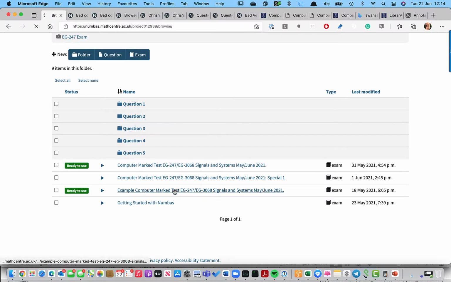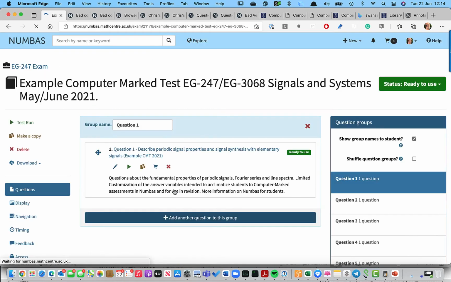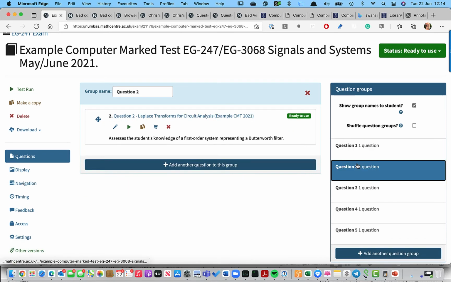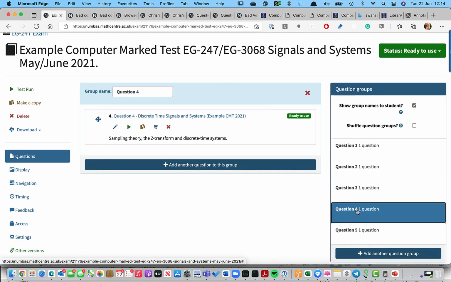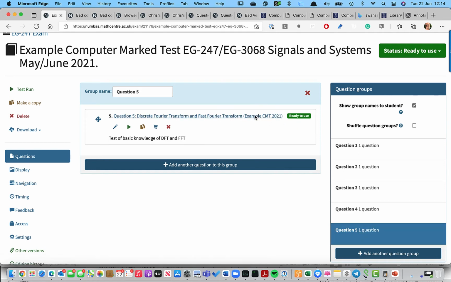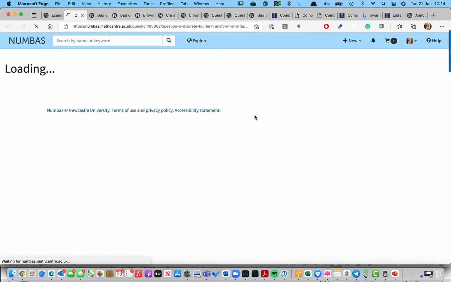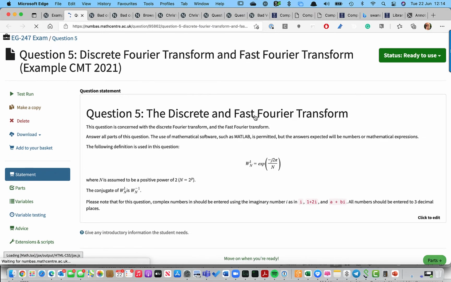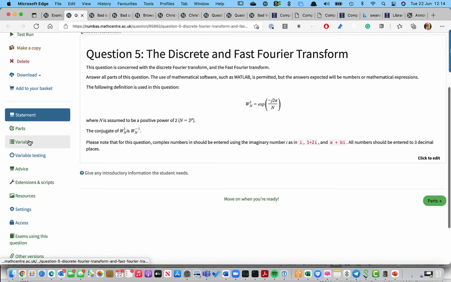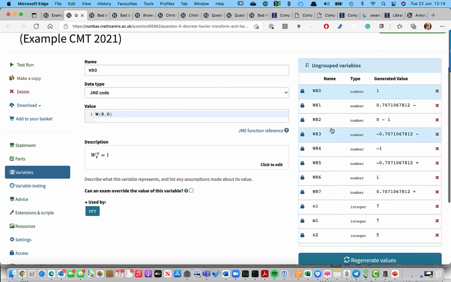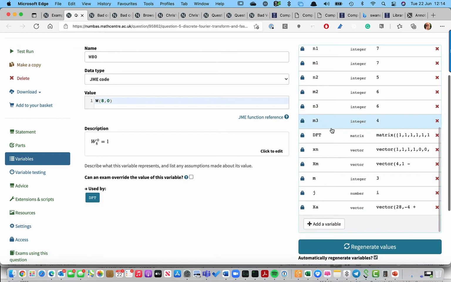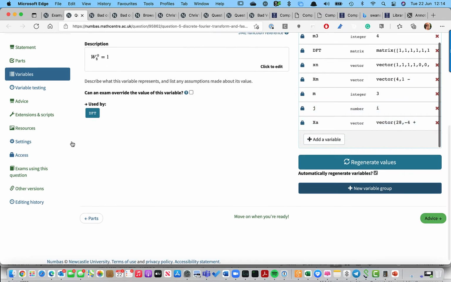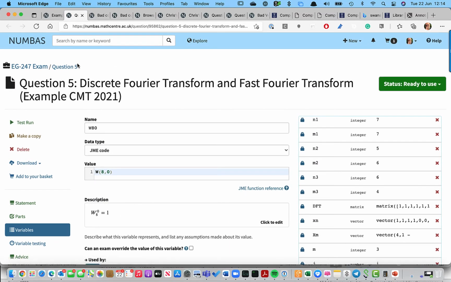It's a conventional test. It's got 4 or 5 questions in it, and each one is on a different topic. Looking at question 5, which is on the discrete Fourier transform, there's the statement and lots of variables. In the variables I defined all the Fourier transform requirements and actually computed a DFT for a sequence as part of the variable setup for that question.